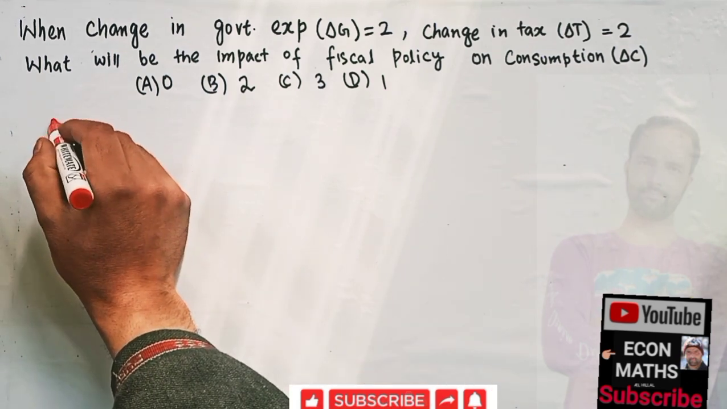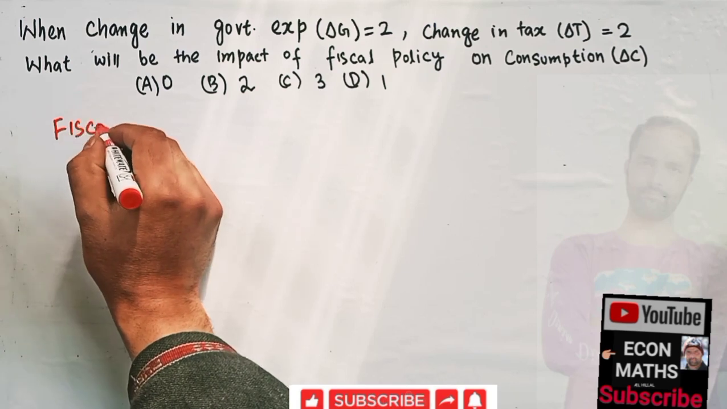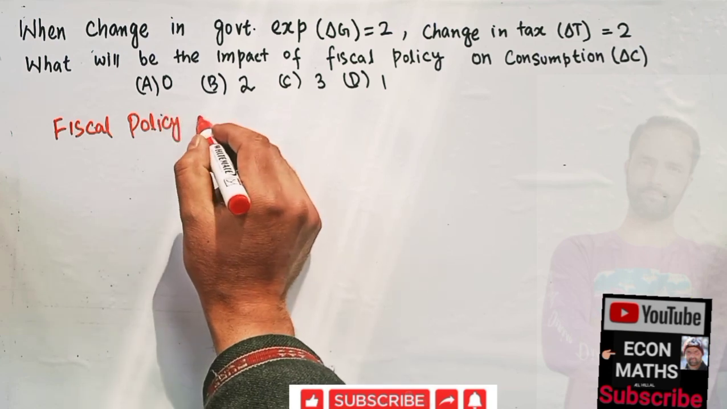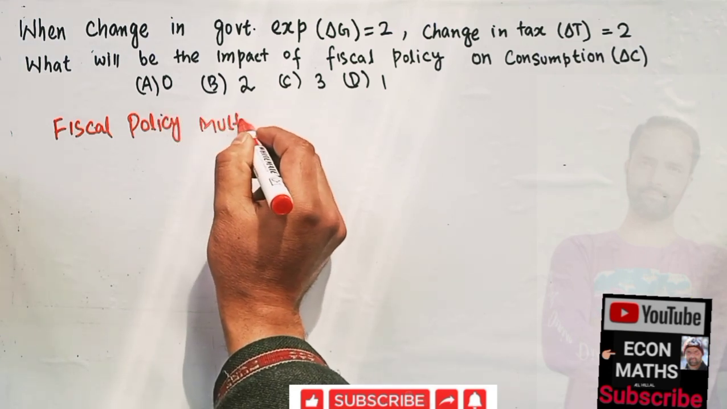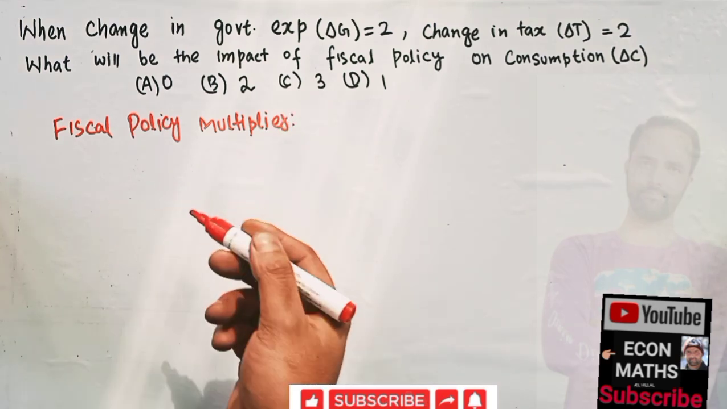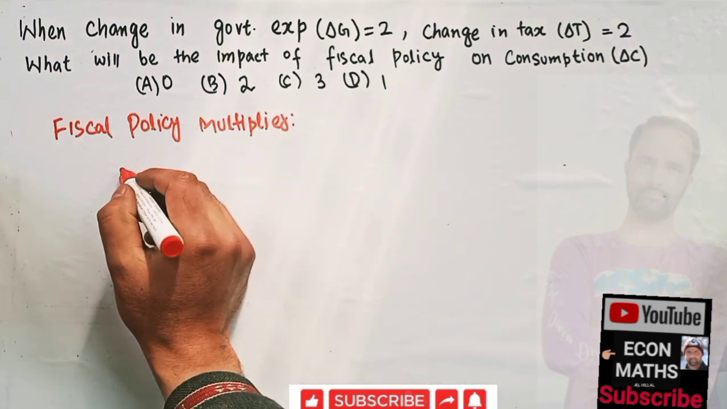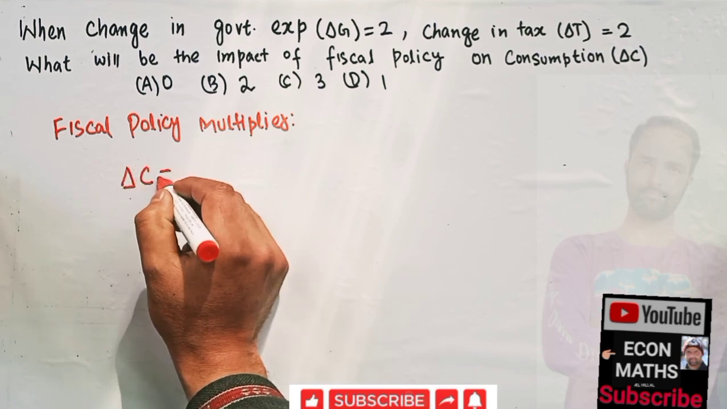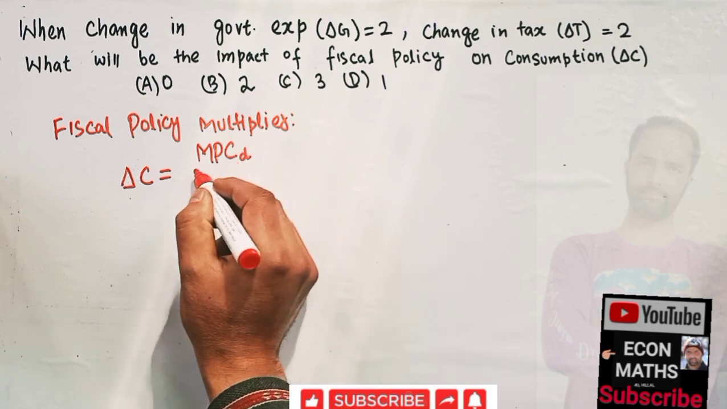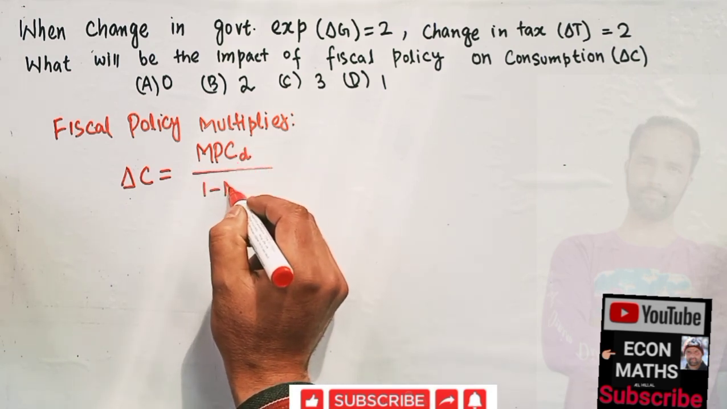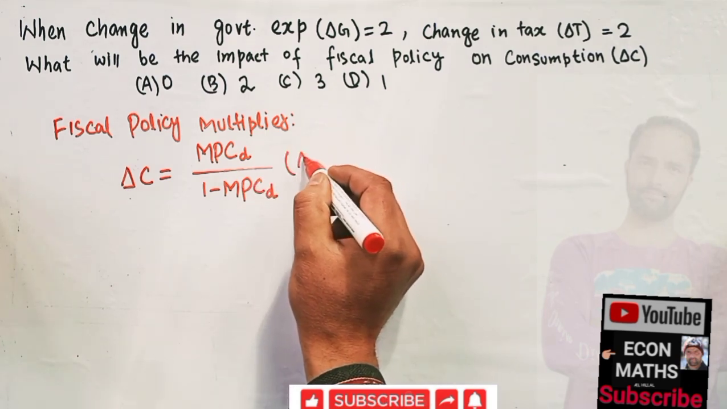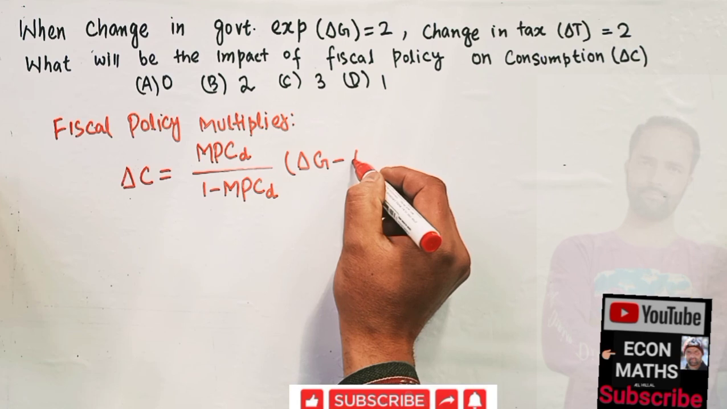Let me write it here, fiscal policy multiplier. It is given like this. I have explained this, so let me write it here first. Del C is equal to MPCD upon 1 minus MPCD into del G minus del T.